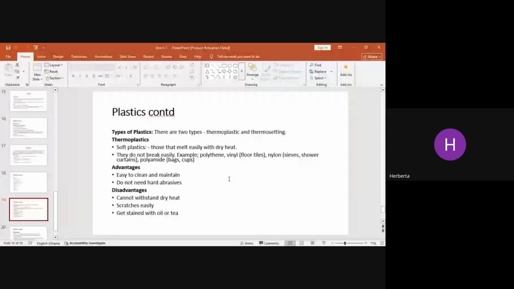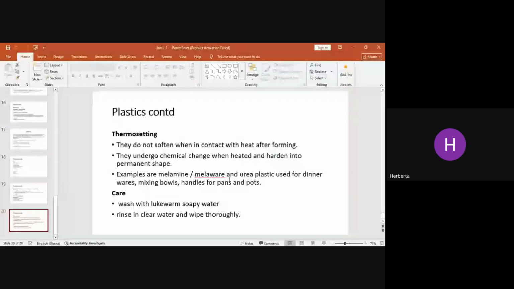They are easy to clean and maintain and do not need any hard abrasives on them. The disadvantage is that they cannot withstand high heat. They easily get melted when they get into contact with heat, especially dry heat. They scratch easily and get stained with oil or tea.